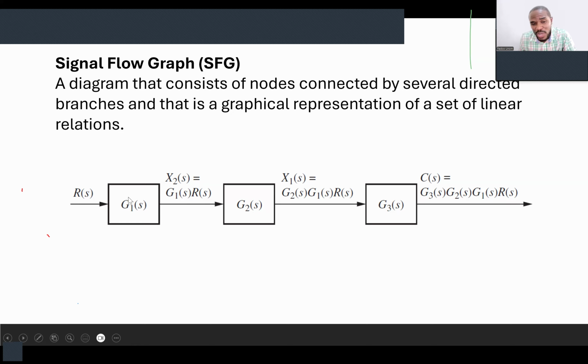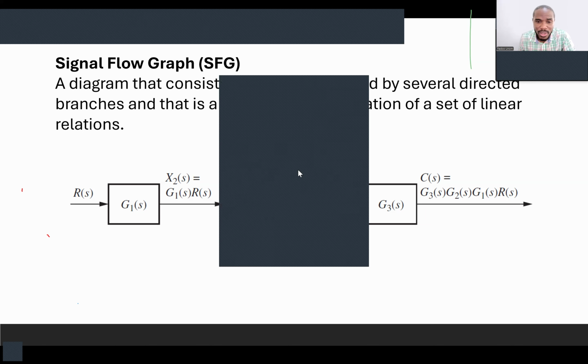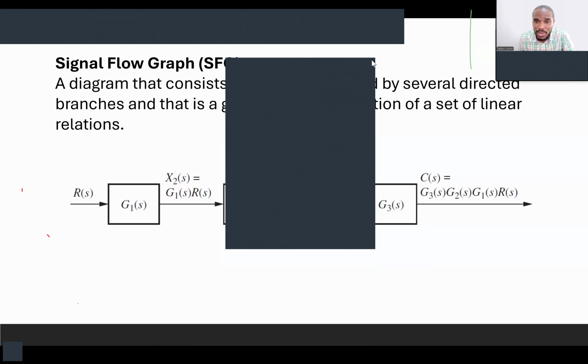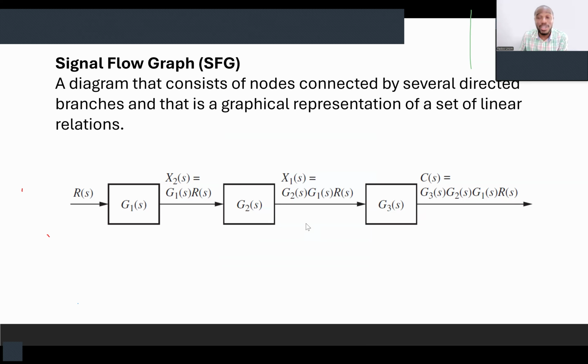Your transfer function here, this G1 of S. Have you done Laplace transform before? If you have done it, type it in the comments. All of you can see my window. Yes, you have done it. Excellent, so it makes my work easier. I will not teach you Laplace transforms in this class.